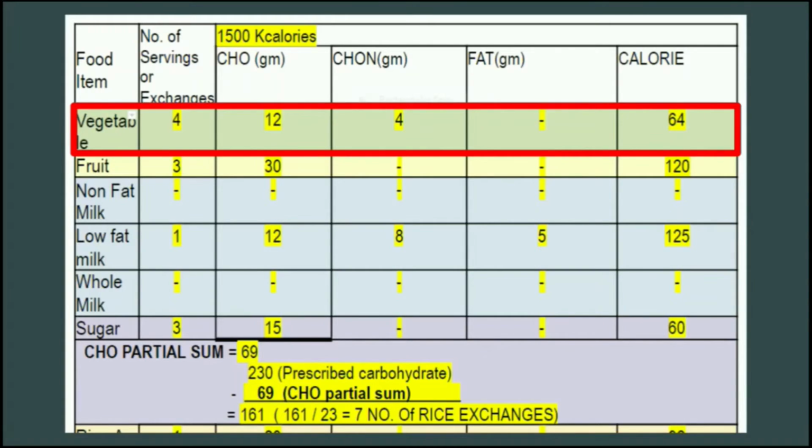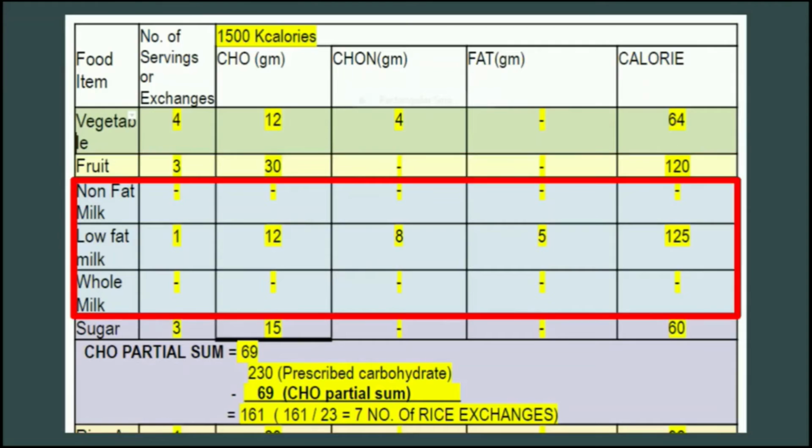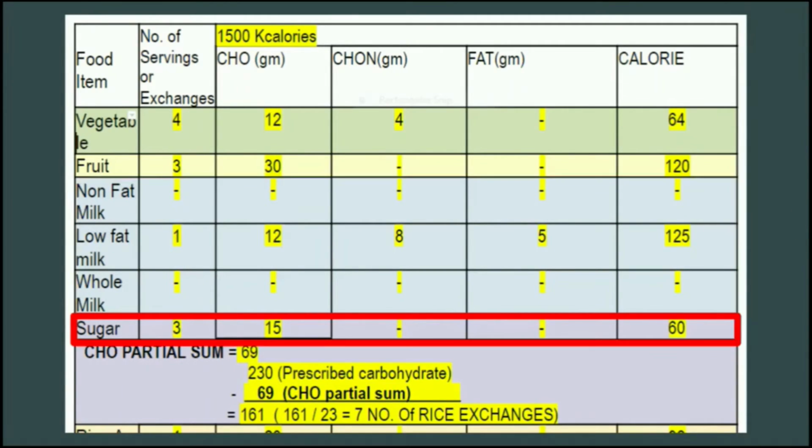Next is to allow 3 to 5 exchanges of fruits per day unless there is a need of drastic restriction of simple carbohydrates. Also allow at least 1 exchange of milk, which can either be low-fat, non-fat, or whole milk, if tolerated. The amount and type of milk depends upon the client's needs and health conditions. Lastly, allow 3 to 6 exchanges of sugar per day unless contraindicated.